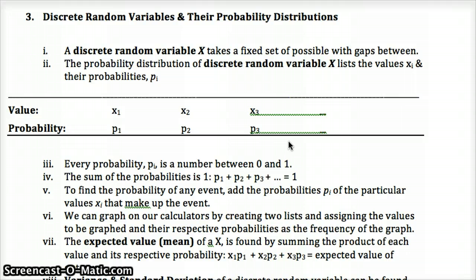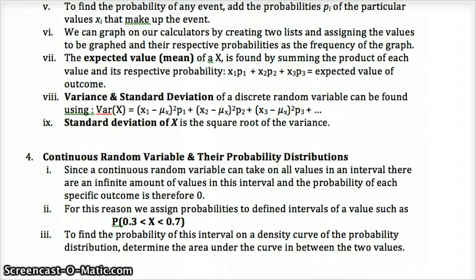We could find the expected value by multiplying the first outcome times its probability, adding it to the second outcome multiplied by its probability, and so on. That's the expected value.